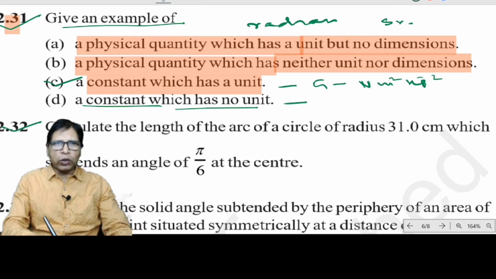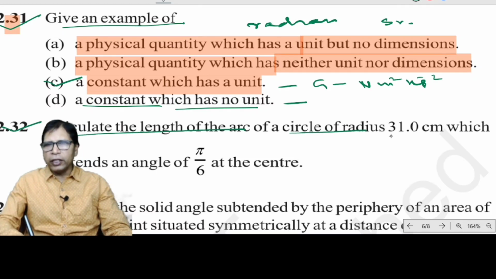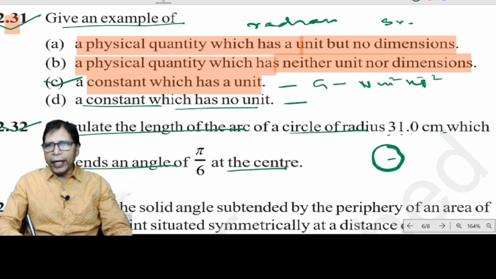Now, 2.32. Calculate the length of arc of a circle of radius 31.0 centimeter which subtends an angle of pi by 6 at the center. Okay. Now, look at this. This is a circular path. Now, the angle made at the center, look at this, is pi by 6. We have to calculate the arc length.